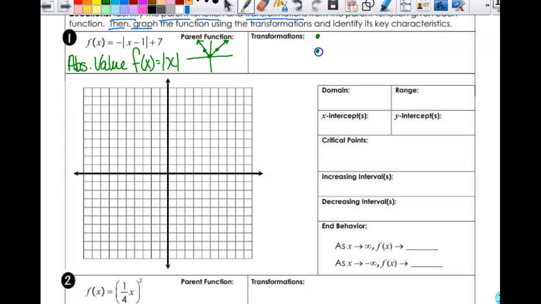I have a negative. That negative I know is a reflection. It would be a reflection in what? The x-axis. Good.